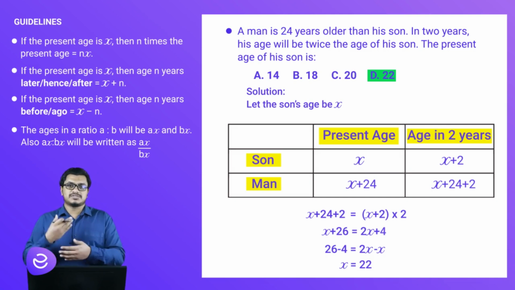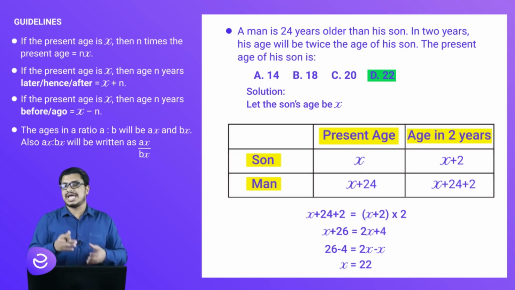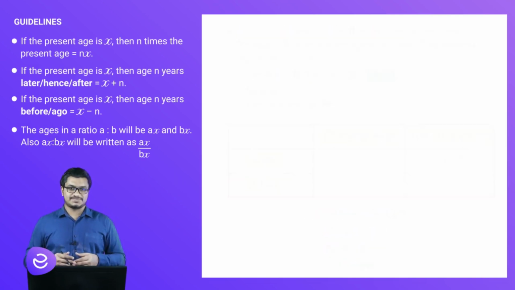So this is how we solve a problem for age difference. We use the current information to have a clear picture. We derive an equation from this picture and then we solve the equation. Now for the second question.